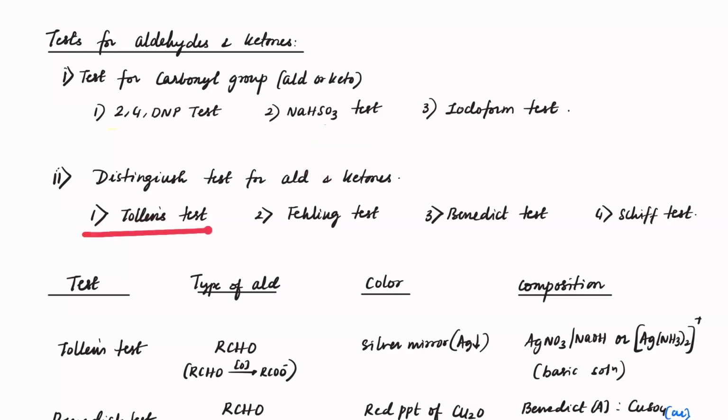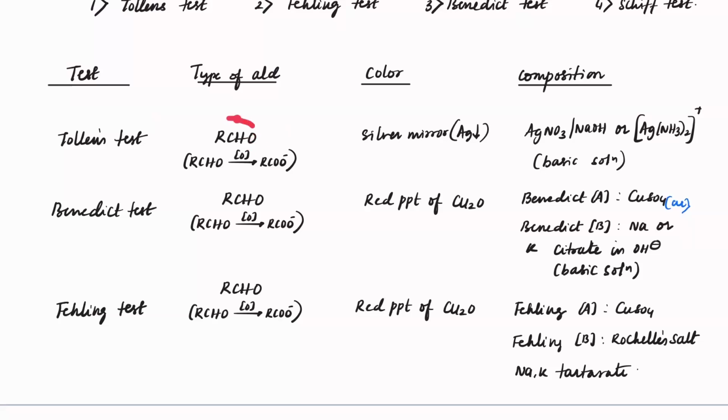Then we will be using the Tollens test, Fehling's test, Benedict test, and Schiff test. These are the 4 tests that you will be conducting to identify the difference between aldehydes and ketones. The Tollens test is oxidizing the aldehyde into acids and reducing a silver salt into a silver mirror. So if silver is reduced in the form of a white PPT across the test tube, that would be a silver mirror form, and that is called the Tollens test.